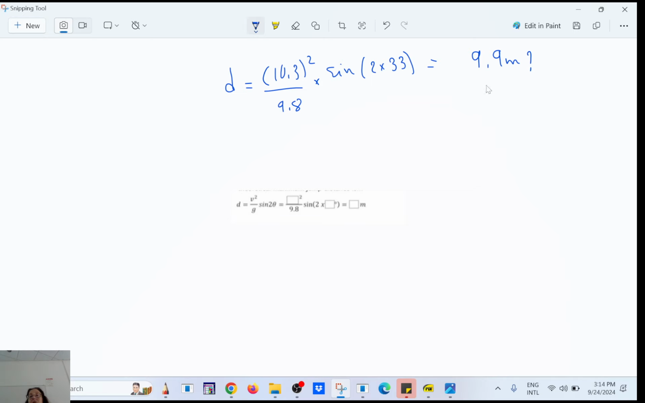Yeah, 9.9. Do you all agree or do you want me to do it? So 2 times 33 means 66, right? So sine 66 times 10.3 squared divided by 9.8. Yes? Mm-hmm.